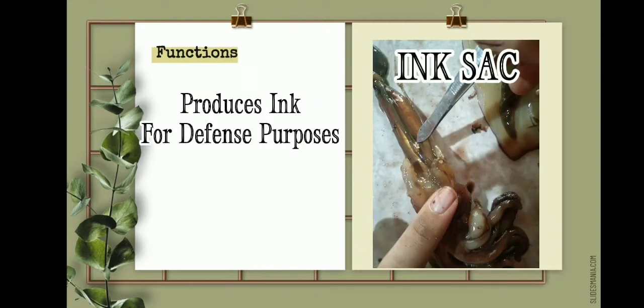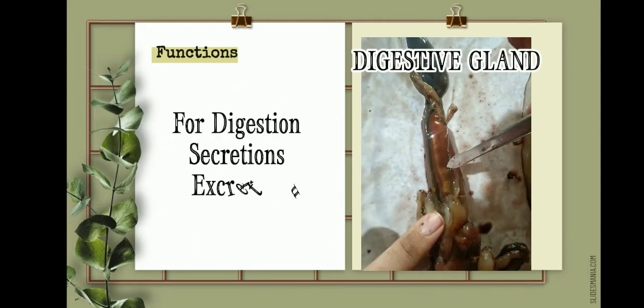The ink sac. Just like its name, the ink sac is used to expel or produce a cloud of dark ink which can be used to confuse or escape predators. They use it for defense purposes.